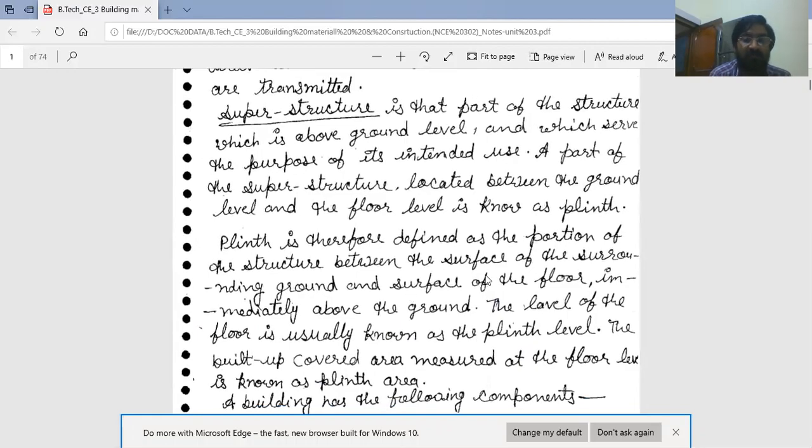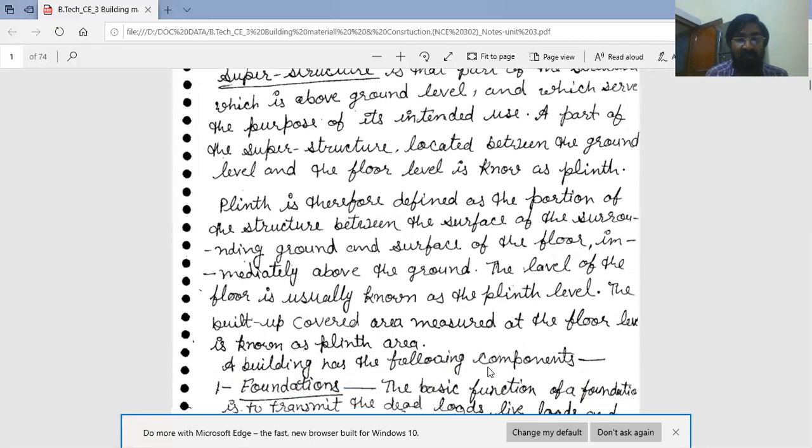Plinth is therefore defined as the portion of the structure between the surface of the surrounding ground and the surface of the floor, immediately above the ground. The level of the floor is usually known as the plinth level. The built up covered area measured at the floor level is known as plinth area.